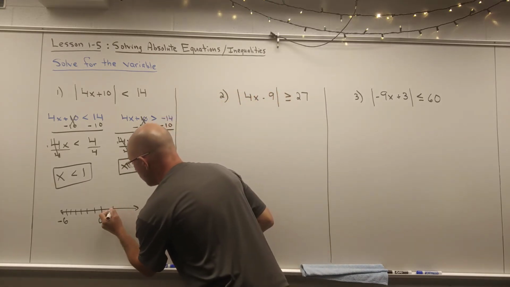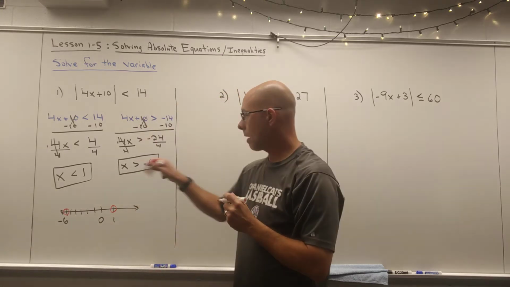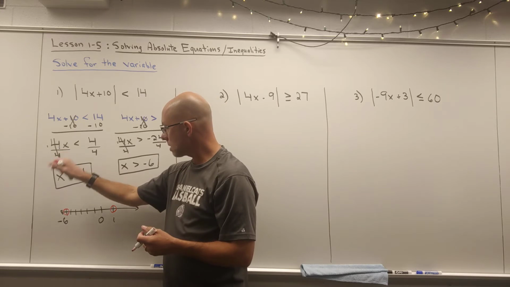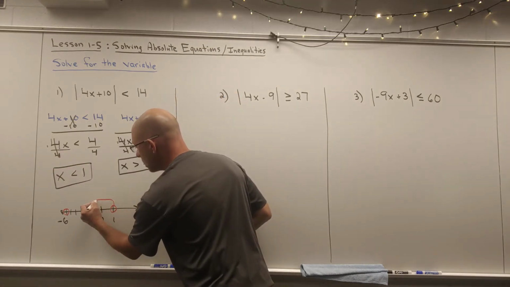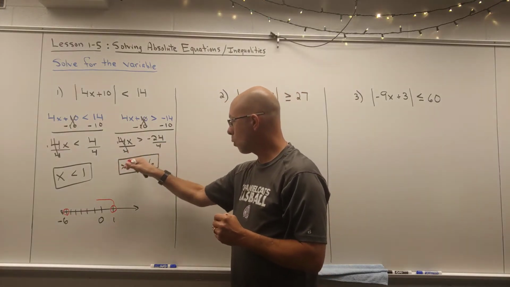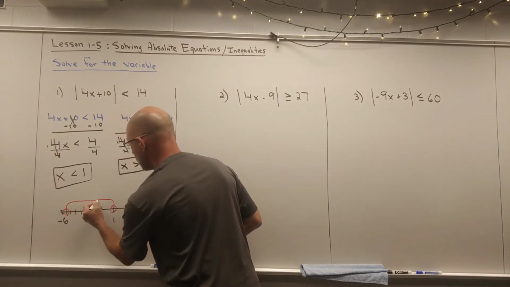Both of these, for the record, are open circles. They are not equal to situations. They're less thans and greater thans. This one says x is less than 1. So please notice the less than heading towards the other answer. The other one says x is greater than -6. They meet in the middle.